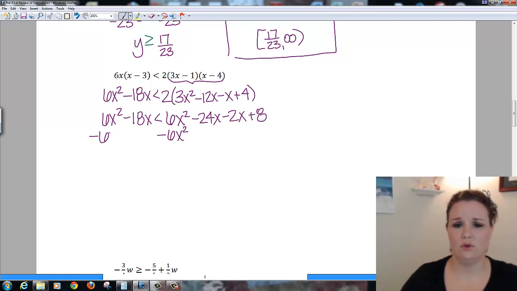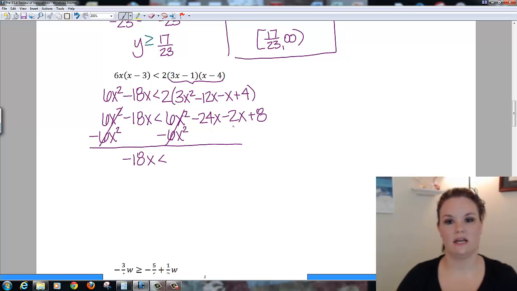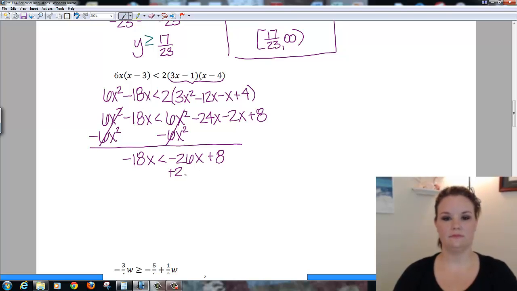So I'm going to go ahead and start moving things, which if I were to move the 6x squared by subtracting, look what happens. It actually cancels off of both sides. So I end up with -18x is less than all this stuff on this side. And since I have two x terms on this side, I'm going to go ahead and combine my -24x and my -2x, which is -26x plus 8. So I don't have to factor because I don't have an x squared term.